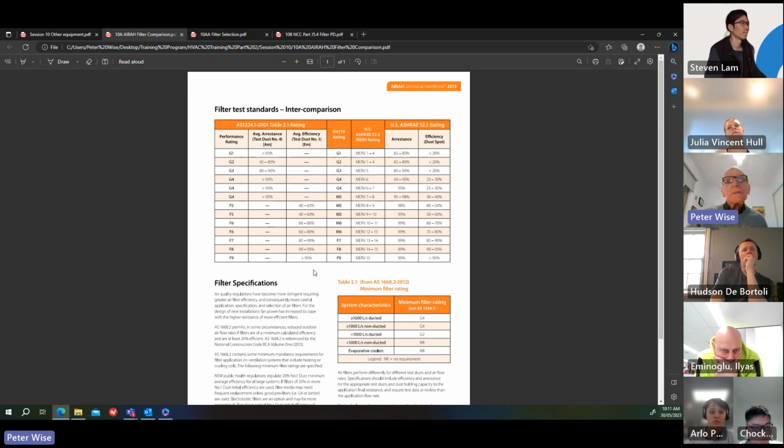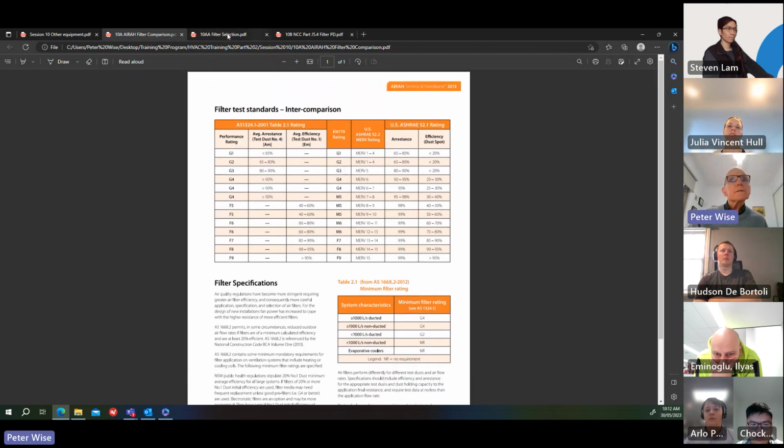Now, there's a table here as well, which gives minimum filter ratings required under AS 1668 Part 2. So greater than or equal to 1,000 litres a second ducted has to be G4, at least. G4 or F5, or higher, depends on the application. Greater than 1,000 litres a second non-ducted is also G4. So that's probably better than the standard filter that comes with the non-ducted unit, but you probably don't get many applications of that. Less than 1,000 litres a second ducted, G2, etc.